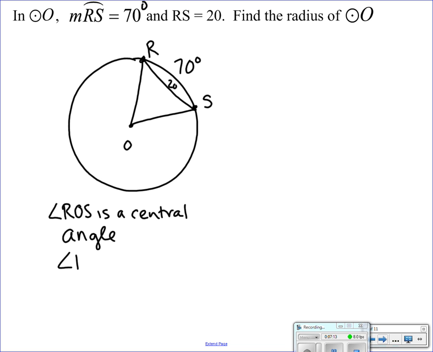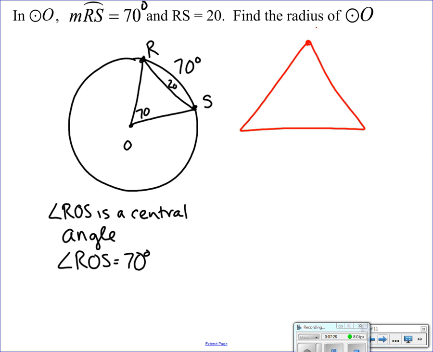Therefore, angle ROS is equal to the arc that it lays off, so that's equal to 70. So let me draw a different picture of that over here. We have ORS. Angle ROS is equal to 70. RS is equal to 20. We need to find either radius, which is OS or RO.